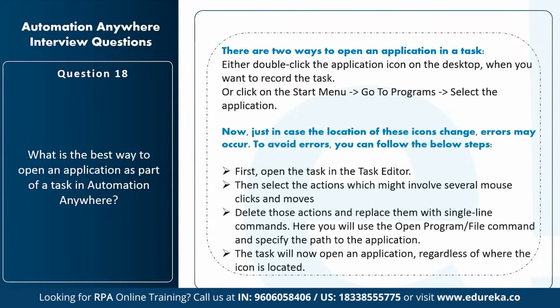Now, just in case the location of these icons changes, then it will definitely result in an error when you're trying to execute the task. So to avoid errors, you can follow the steps that you can see on my screen. Firstly, you open the task in the task editor and then select the actions which might involve several mouse clicks and moves. Then delete those actions and replace them with single line commands. So here you'll basically use the open file command and specify the path of the application. And then the task will now open an application regardless of where the icon is located. So that's how you can avoid the error, guys.